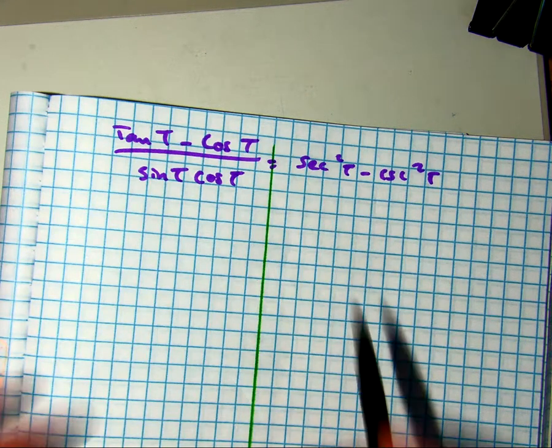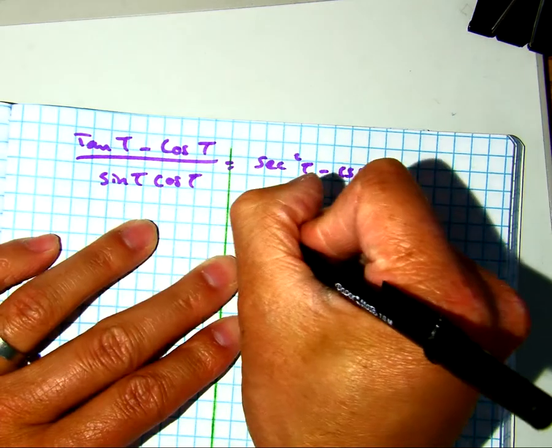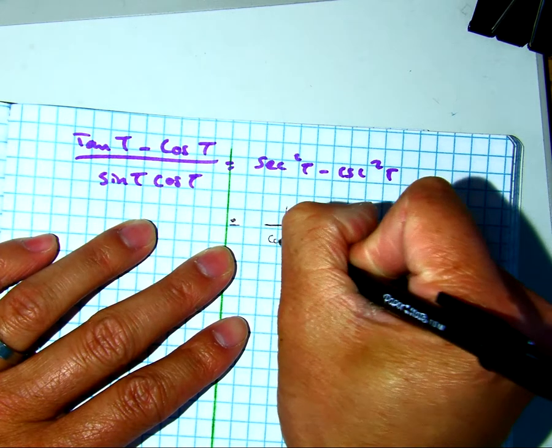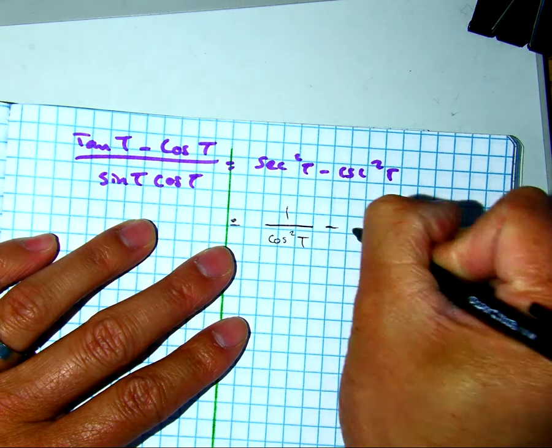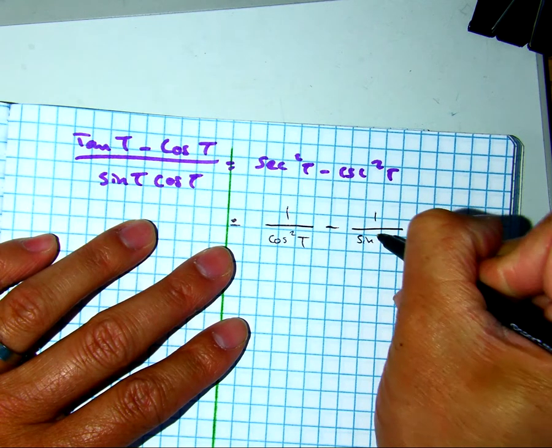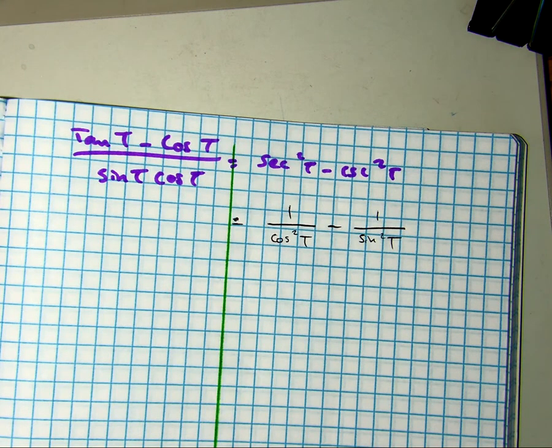Alright, what'd you guys turn secant squared t into? Reciprocal identity? What is it? 1 over cosine squared t minus 1 over sine squared t. Okay, so we just used the reciprocal identity. We just did the problem, right?